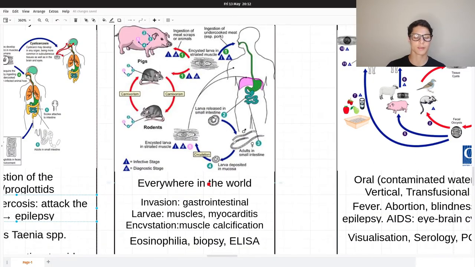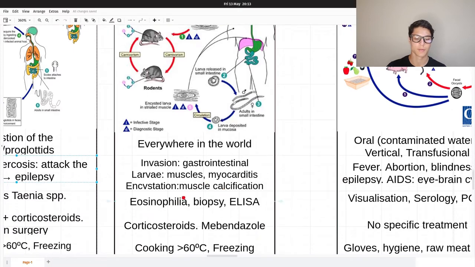The epidemiology is everywhere in the world. The pathogenesis, in the state of invasion, they create a gastrointestinal problem when we ingest the larvae. Then when we have the adults and they create all the larvae, we will have problems in the muscles and myocarditis. And then when we have the encystation of those larvae in our striated muscle, we have muscle calcification, and that's a very big problem. We will have pain and we will not be able to contract the muscle properly.